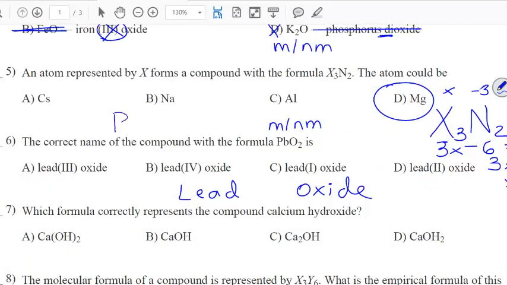Okay, so we have PbO2. So lead gets the X, oxygen's -2. Bottom times top X, bottom times top -4 equals 0, X equals 4. So we need Roman numeral 4.